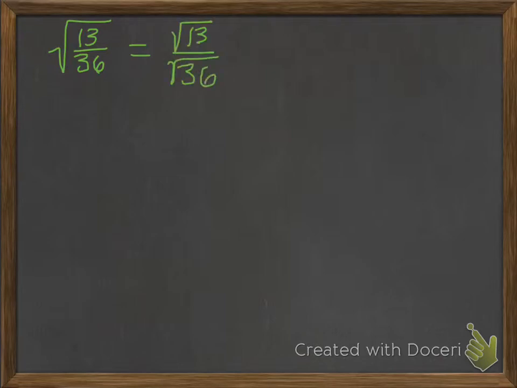We're going to do a pretty simple example. If we have the square root of 13 over 36, we're going to use the quotient property, so it'll be the square root of 13 over the square root of 36. We don't know the square root of 13, so that stays the same, but we do know the square root of 36 equals 6. So that would be your final answer.